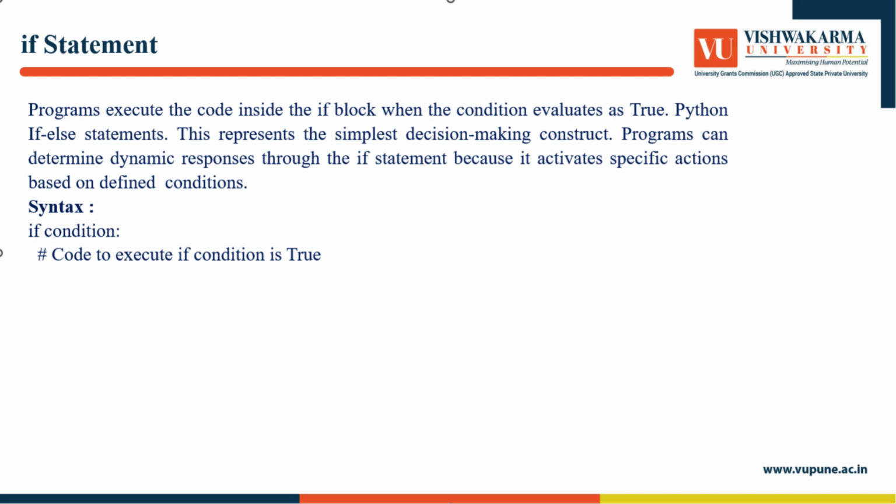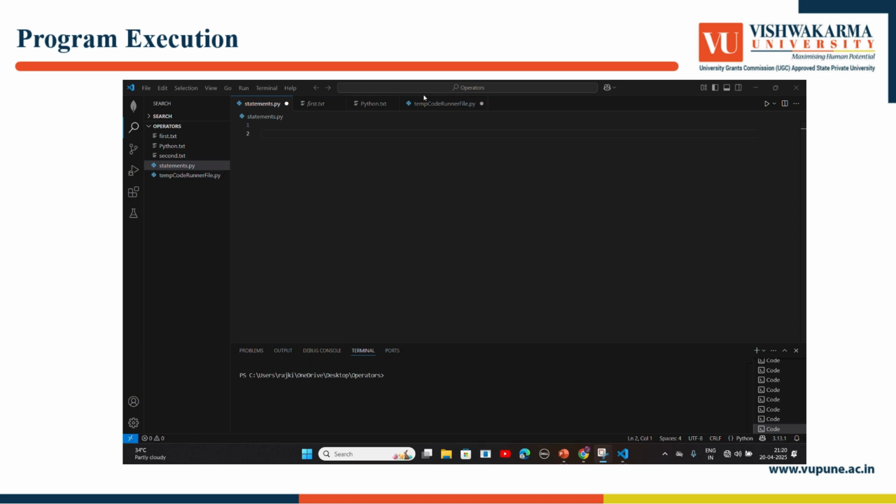The if statement is used to make decisions in a program. It checks whether a condition is true, and if it is, the code inside the if block runs. This helps the program choose what to do based on certain conditions. How it works: if the condition is true, the code inside the if block runs. If the condition is false, Python skips the block. Let us understand the basic if statement with an example.